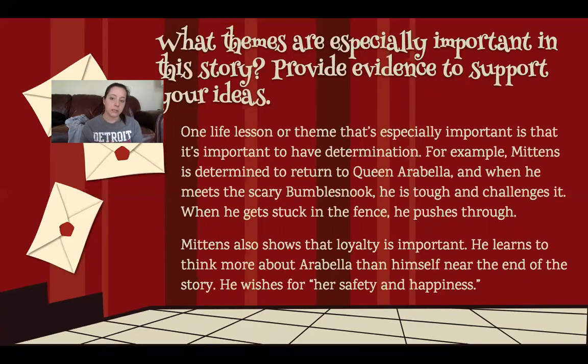Another thing that they did was they took their theme and they told me why. So their theme is, it's important to have determination, and they told me why. Because Mittens is determined. Here's a spot where he is determined, and this is why I thought that, okay? And also here, when he gets stuck on the fence, he pushes through. So it's important to have that determination.